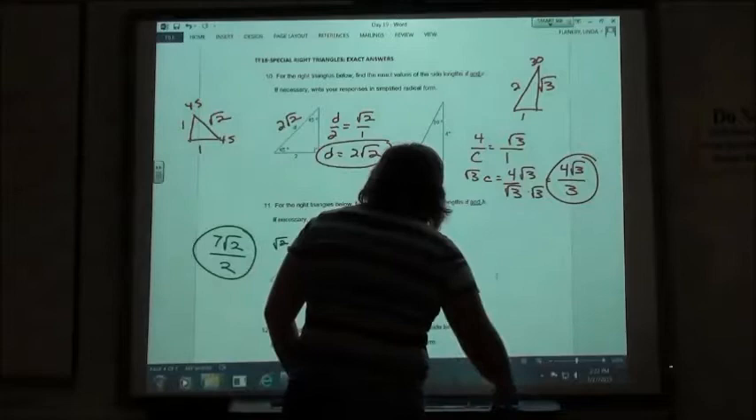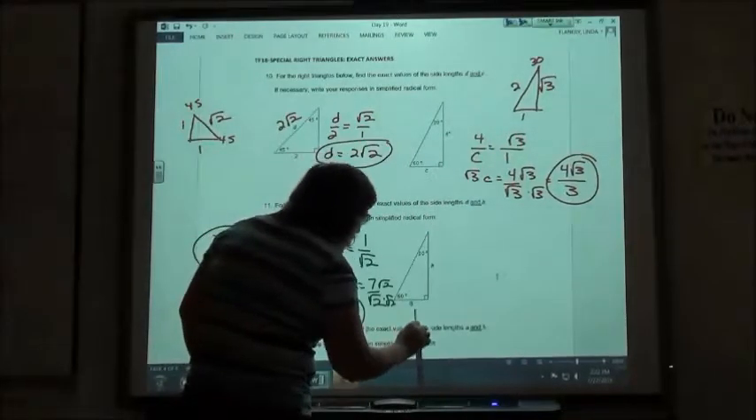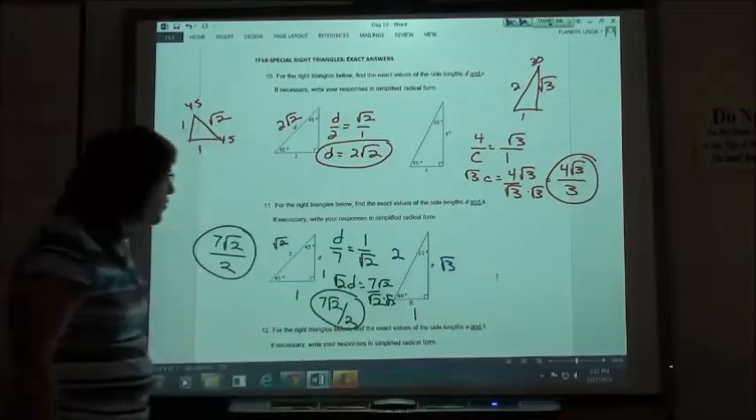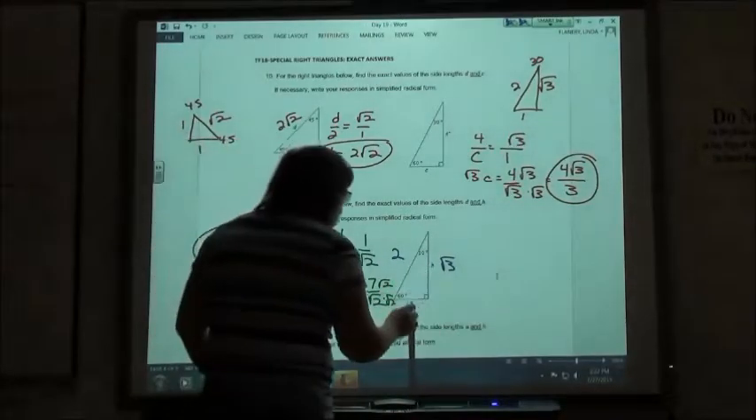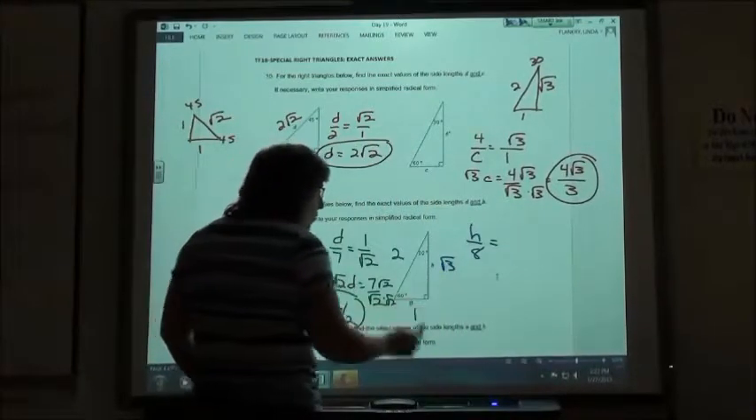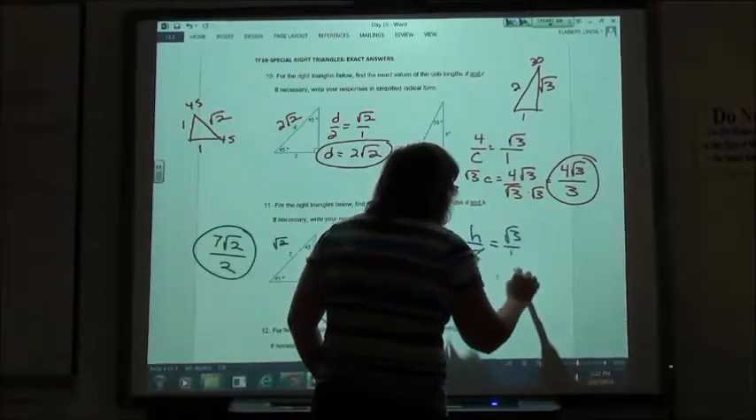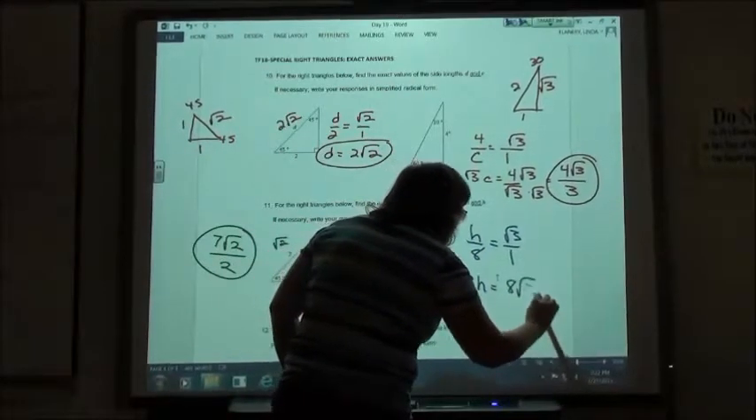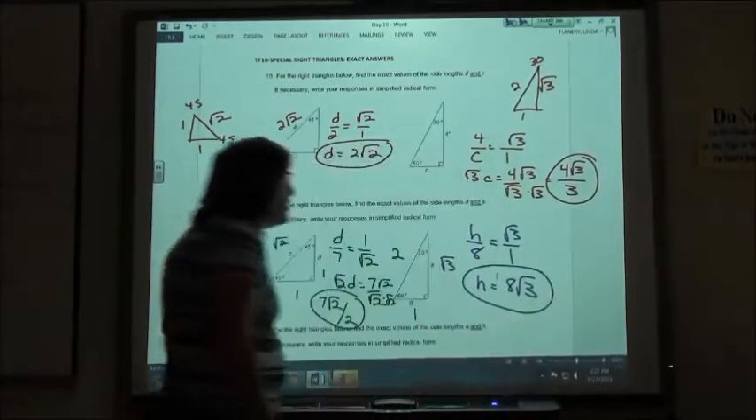When we look at the other one, the one opposite the 30 is 1, the hypotenuse is 2, and the other one opposite the 60 is square root of 3. So if I say h over 8, I'm going to do the square root of 3 over 1. I like it when there's the 1 there, because now h equals 8 square root of 3, and I don't have much to do to solve that.